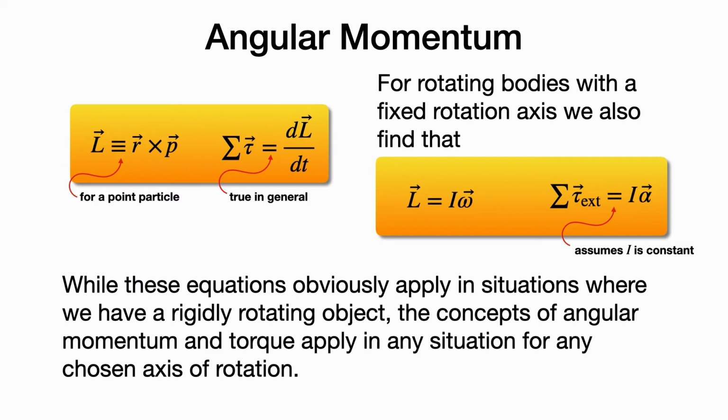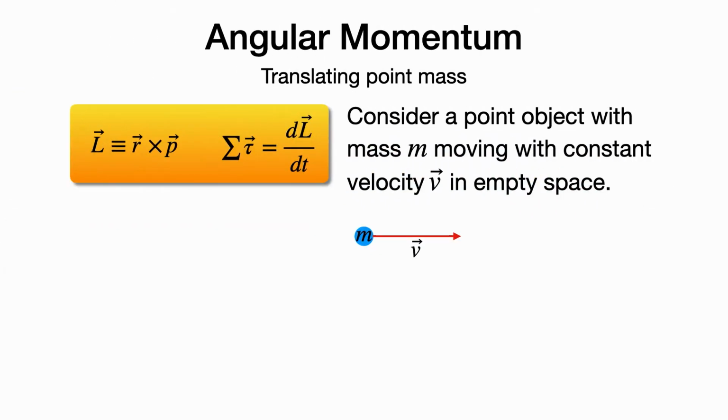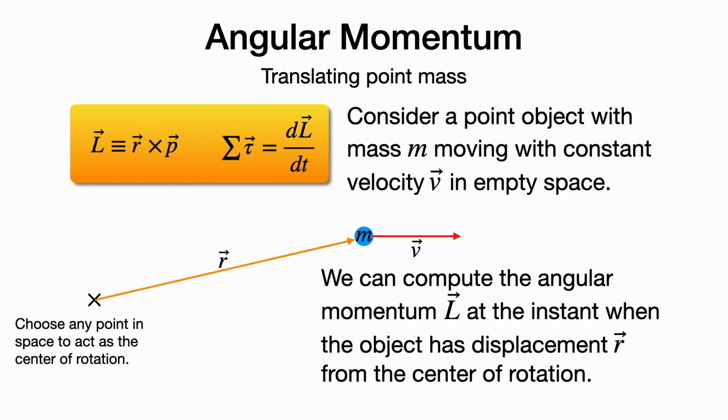While these equations obviously apply in situations where we have a rigid rotating object, the concepts of angular momentum and torque apply in any situation for any chosen axis of rotation. So consider a point object with mass m moving with constant velocity v in empty space. And let's choose some arbitrary point in space and let that act as the center of rotation. Now we can compute the angular momentum L at the instant when the object has displacement r from this center of rotation. Now, the direction of L fixes the axis of rotation that passes through x.